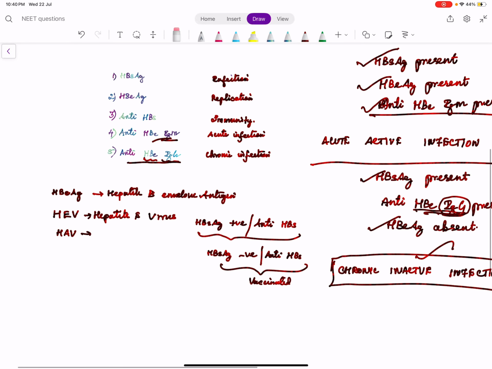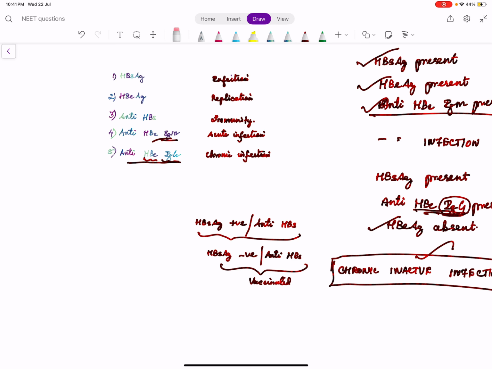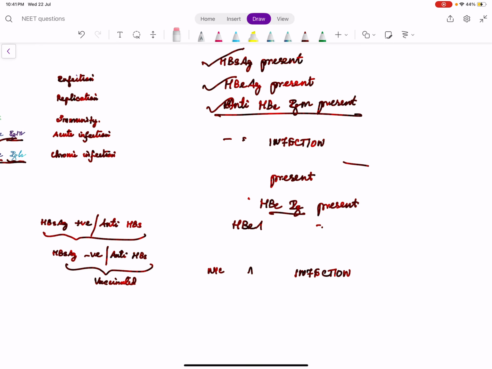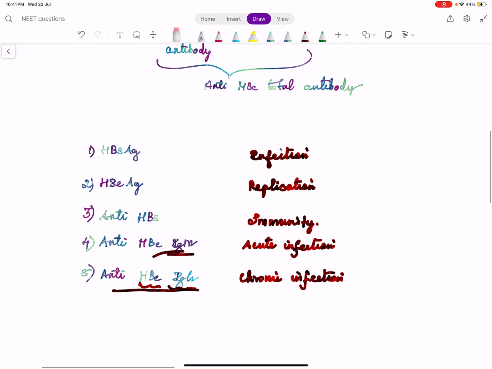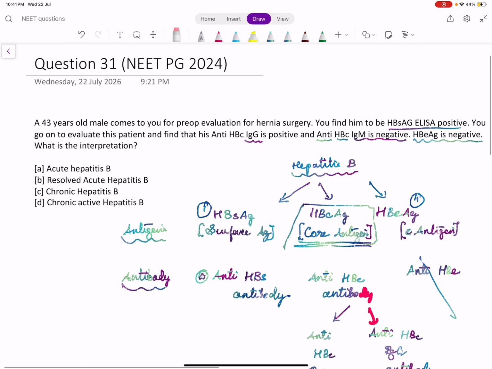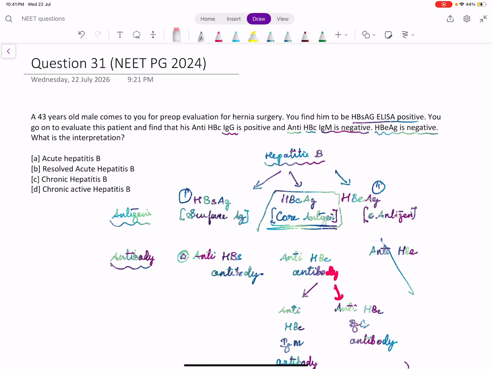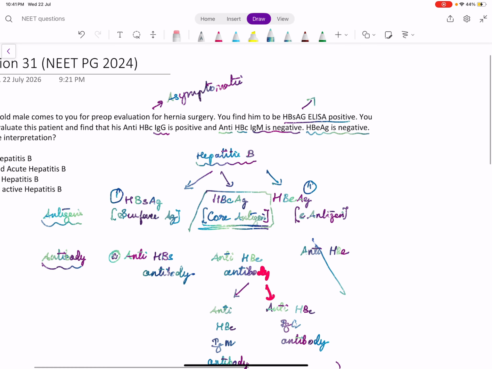So we'll erase all the other unnecessary things and we'll just discuss this question. We'll try to solve it together. So we are taking this question together. Just remember this meaning. So, a 43-year-old male comes to you for pre-op evaluation for hernia surgery, which means symptom-wise he is asymptomatic. He just comes for a routine pre-op evaluation. On routine evaluation, you find him to be HBsAg ELISA positive. So hepatitis B surface antigen is positive.